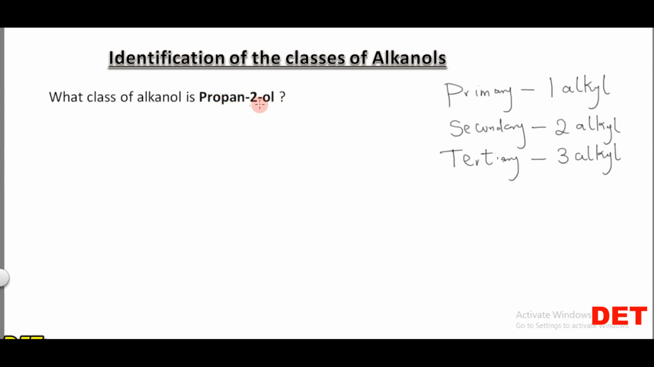So when you hear the name propan-2-ol, what does that tell you? It tells you that the parent compound here is a propane. Propane will have 3 carbon atoms. So this is 1, 2, 3. These are the 3 carbon atoms. Then propan-2-ol: this 2-ol is telling you that the hydroxyl group is at position 2, at carbon 2. So this is 1, 2. So the hydroxyl group is here.